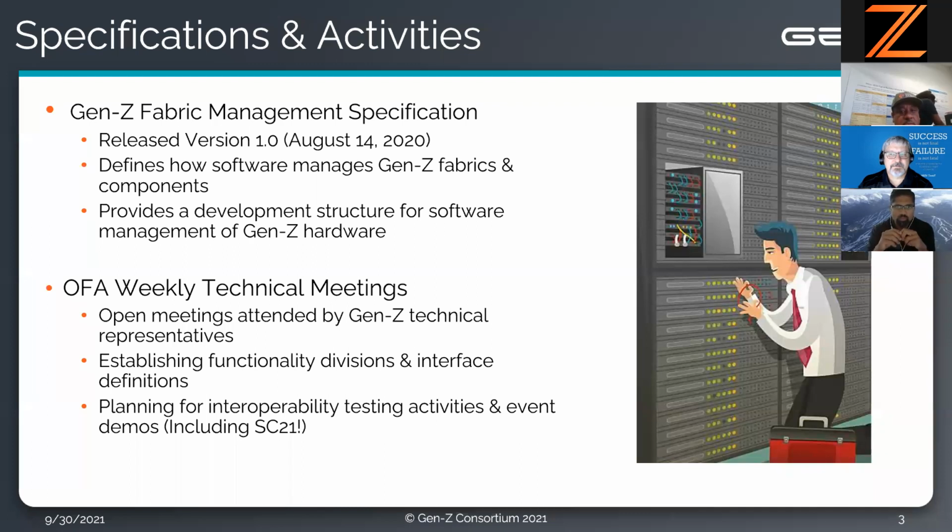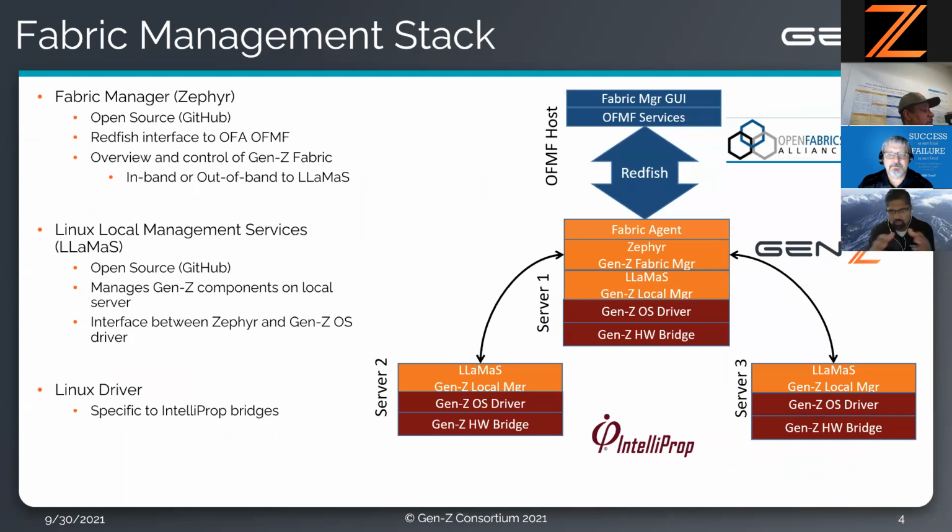Our cooperation with OFA includes weekly technical meetings that are open meetings attended by both Gen-Z technical representatives as well as others. These meetings establish functional divisions and interface definitions. They also develop interoperability testing activities and discuss event demos. So all of this should lead to a great demo by both organizations at SC21.